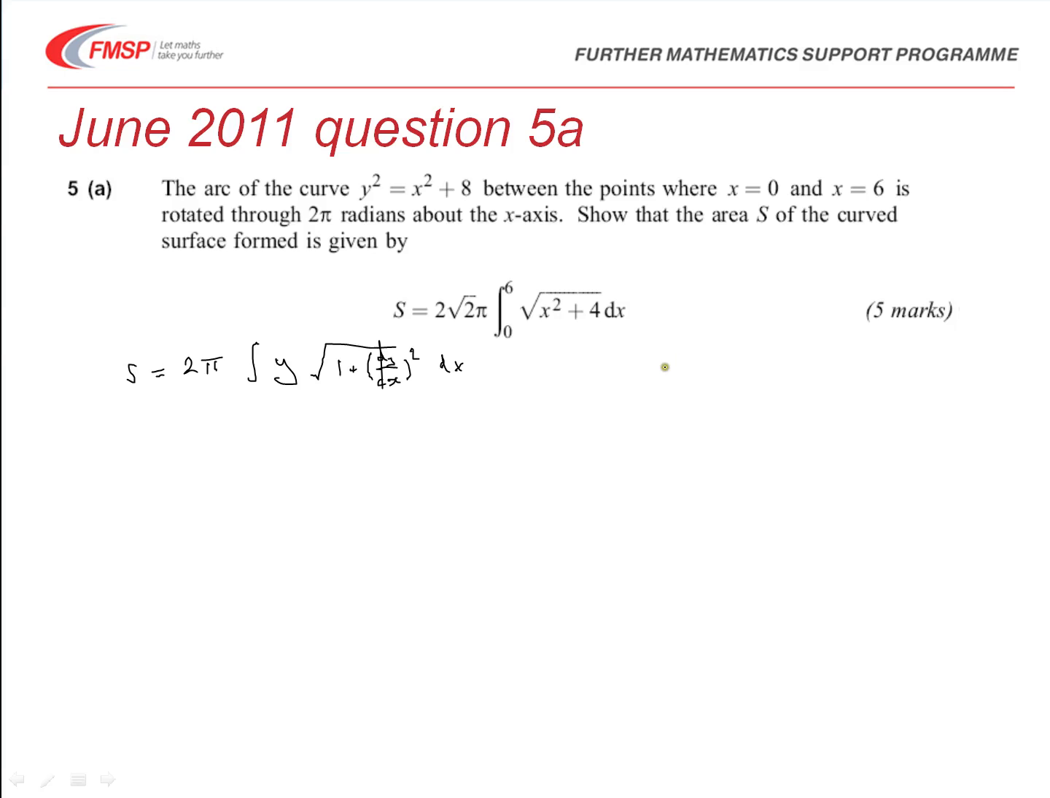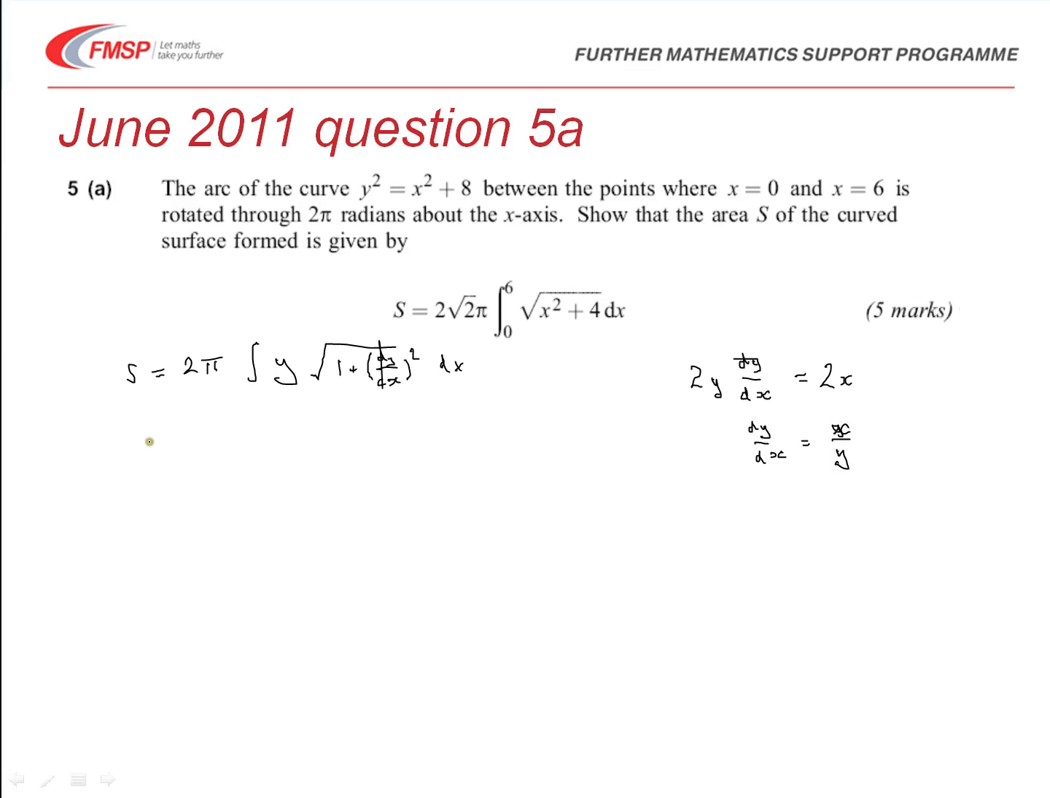Well, we know that y squared equals x squared plus 8, so if we differentiate this implicitly, the y squared has to be differentiated with respect to y, which is 2y, and then multiplied by dy by dx. And then on the right hand side, the differential of x squared is 2x, differential of 8 of course is just 0. So if we rearrange this, we get the fact that dy by dx will be equal to x over y.